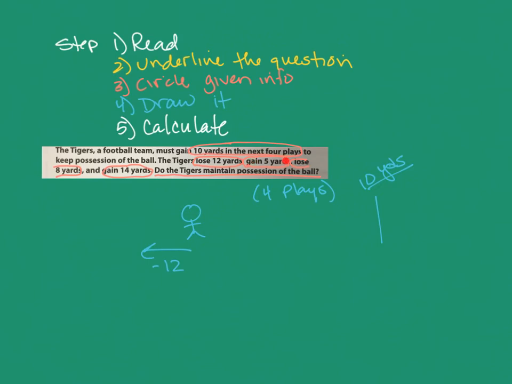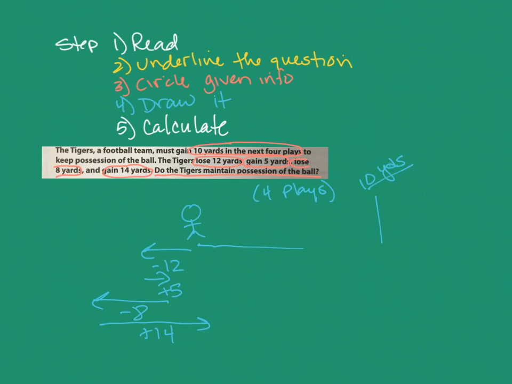Then they gained 5, so that's a positive 5. That's a little better. Then they lost 8. Oh no. And then they gained 14. Okay, good. Was it enough to get them from here to the 10 yards that they needed? So let's find out how much they gained or lost. I don't know. I'm not feeling good about these guys on this one.